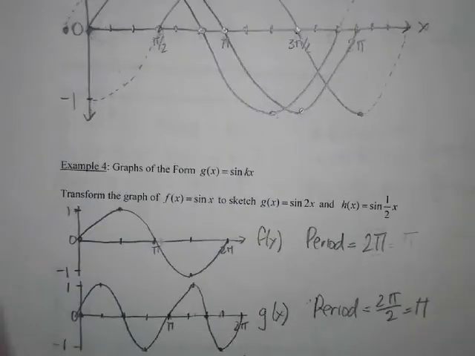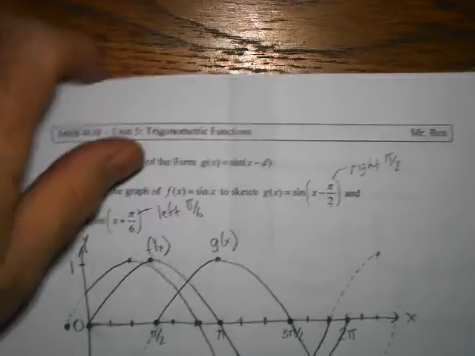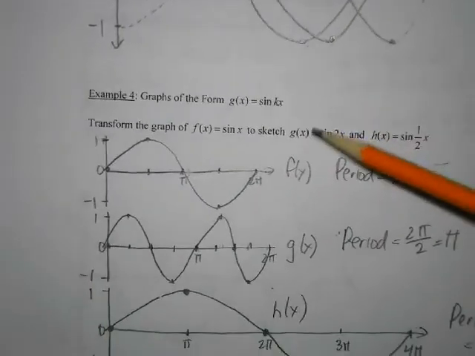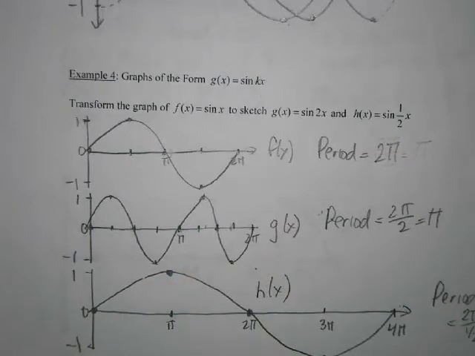So that's the horizontal translation, which is now called phase shift. The last transformation is the k value, which is responsible for horizontal stretch, compression, and reflection.